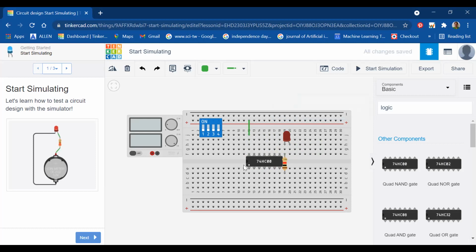So now how to make the connections? The very first thing is, from the power supply, this is my positive. Just give the positive to this point and give the negative as ground. You know which pin? That is your pin number 7.